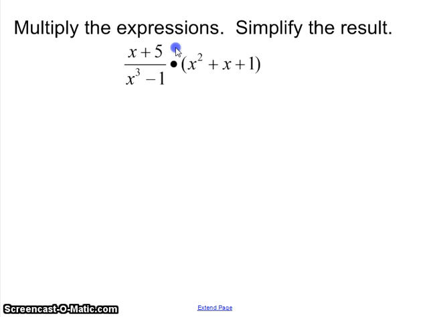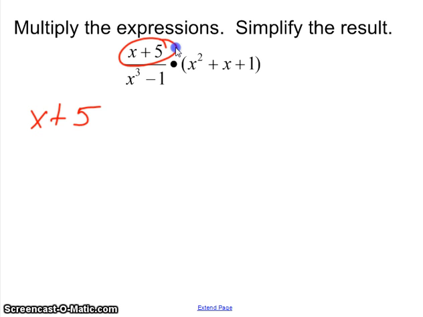I'm going to start by factoring the top left, x plus 5. That has two terms. It has no GCF. Those terms are not perfect squares or perfect cubes. So that is prime. It can't be factored. I'm just going to bring it down.